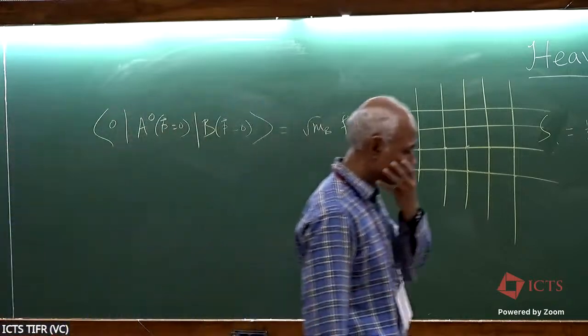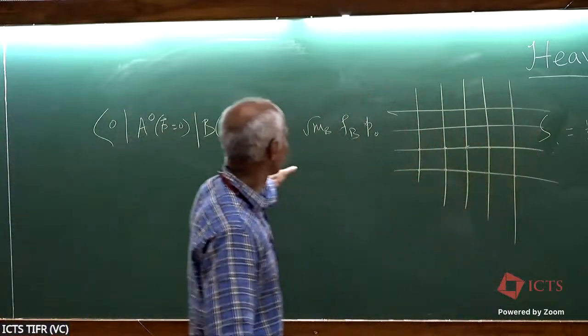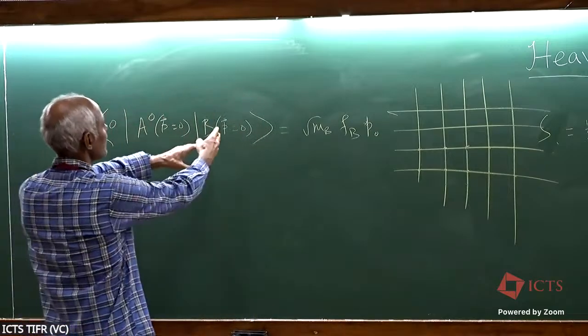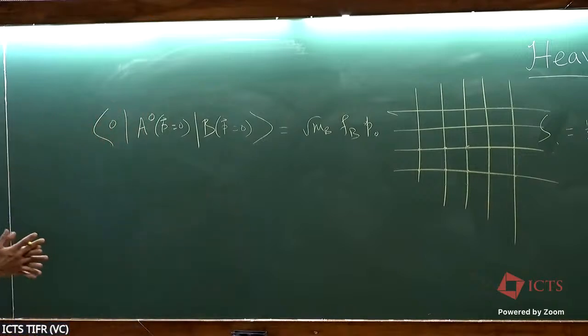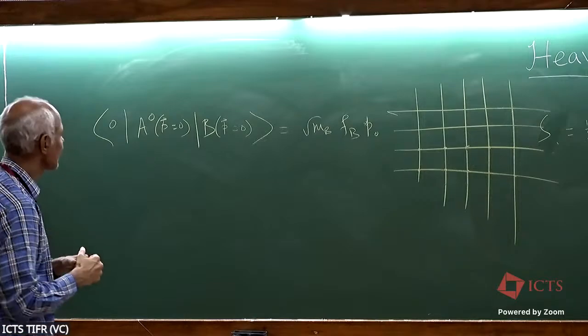Right. So how does one calculate? And P0, of course, when I have P equal to 0, then that will just give the mass of the meson. Q bar gamma 0 gamma 5 Q. Yes, right. So how would I calculate this thing on the lattice?